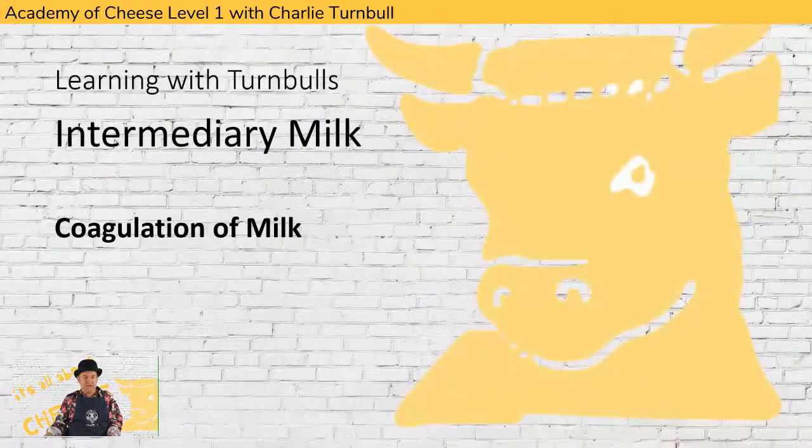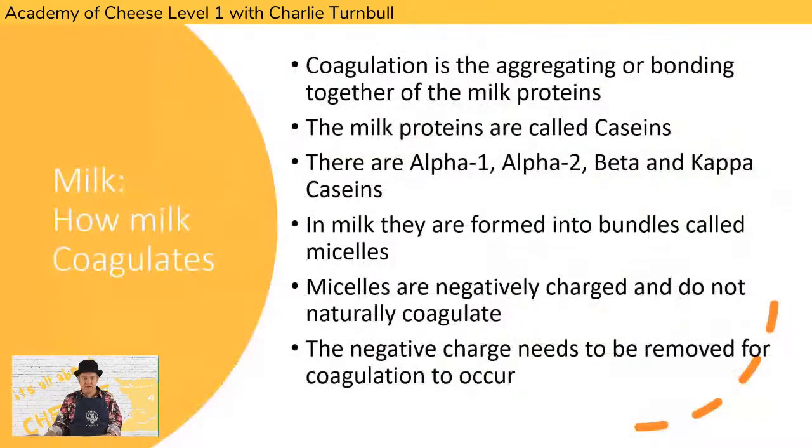Let's move forward. What we have here is an understanding of what it is, right? So coagulation is the aggregation, or bonding together, of the milk proteins. What are milk proteins called? Caseins. I knew you knew the answer to that. Caseins. Okay, we actually have 4 different types of casein.